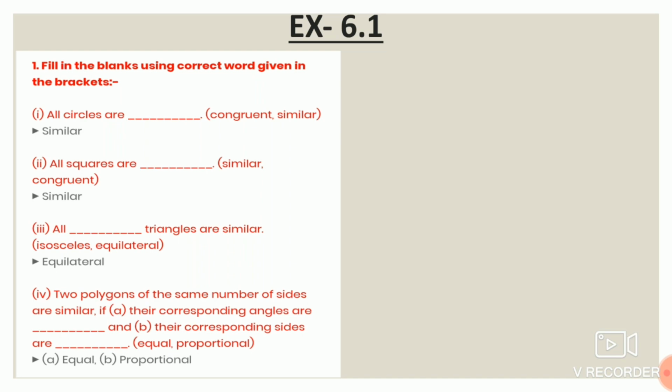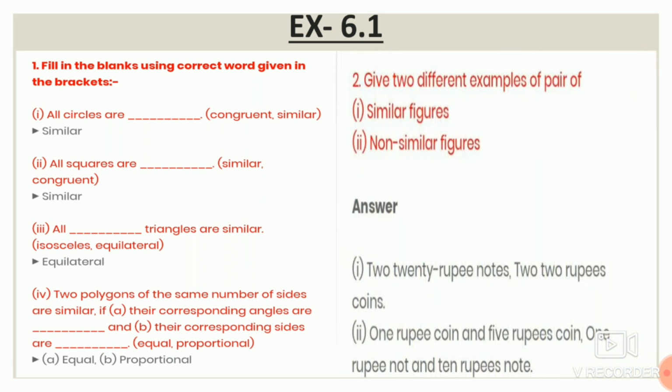Number 3, all equilateral triangles are similar because all the equilateral triangles have the same angle, that is 60 degrees. All its angles are 60. So all the equilateral triangles are similar because all their angles are equal. Number 4, two polygons of the same number of sides are similar if their corresponding angles are equal and their corresponding sides are proportional. It is actually the main criteria for similar triangles.